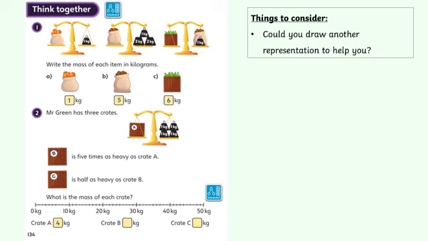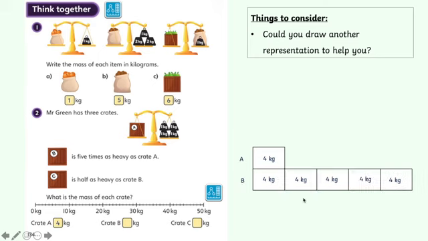Well, we could do this in our head, but sometimes it's helpful to draw a representation. So let's have a think about it. We know that crate A is 4 kilograms. So we can represent this in a similar way to a bar model. If B then is 5 times as heavy as crate A, that would be like this, 5 lots of 4 kilograms. 5 times 4 is 20. So crate B weighs 20 kilograms.